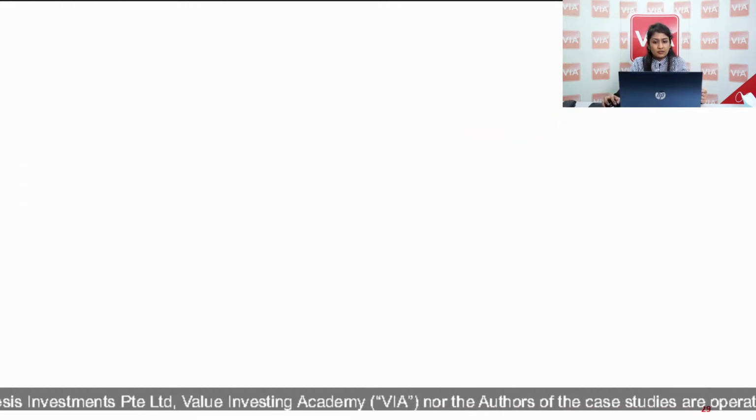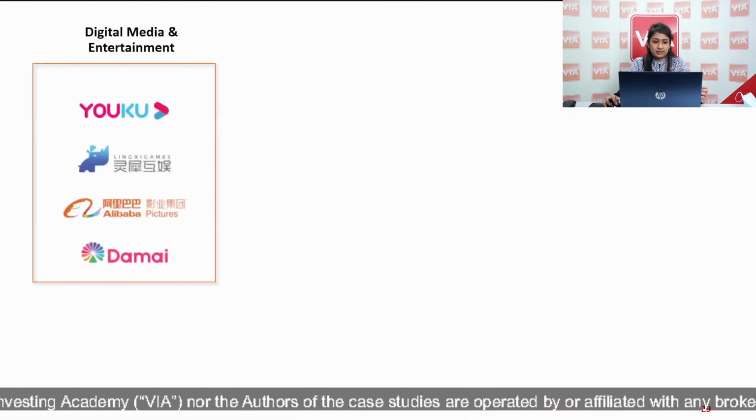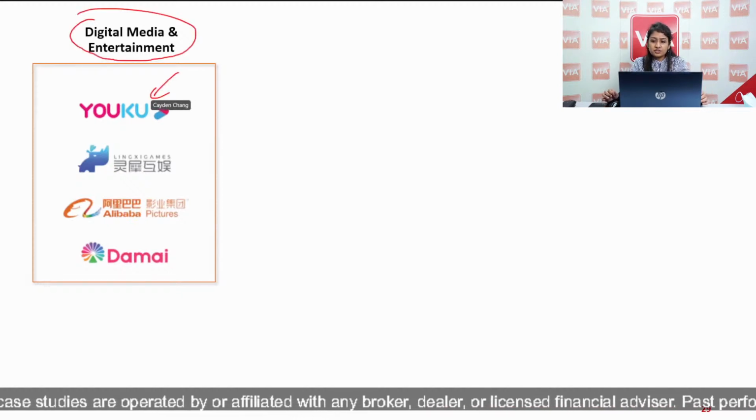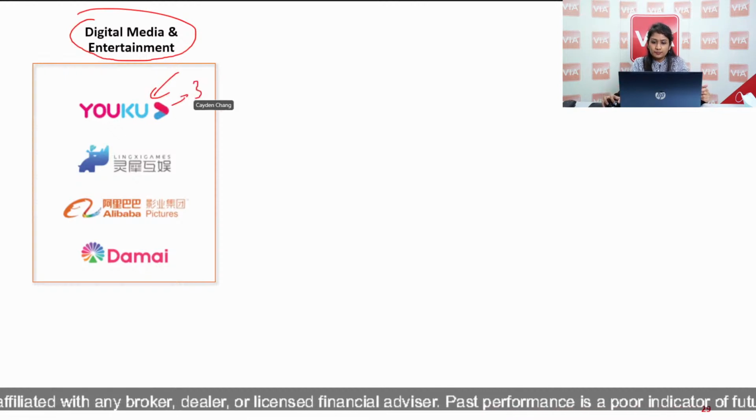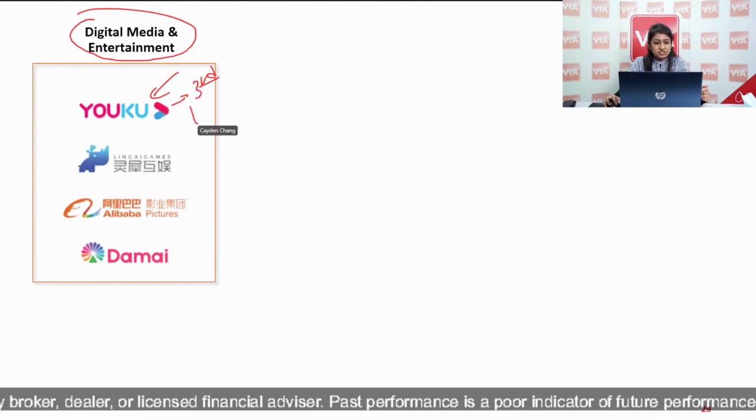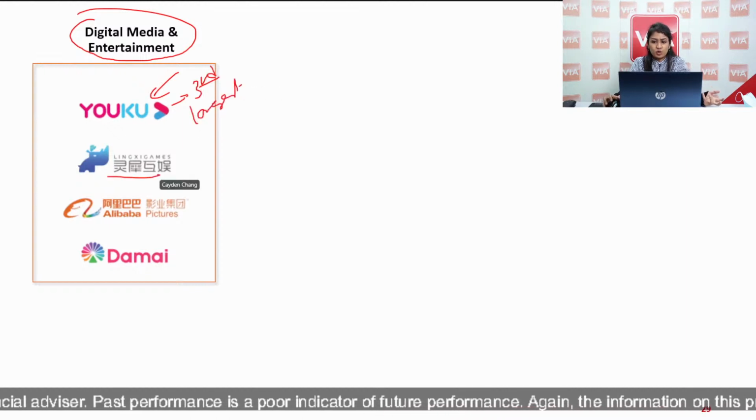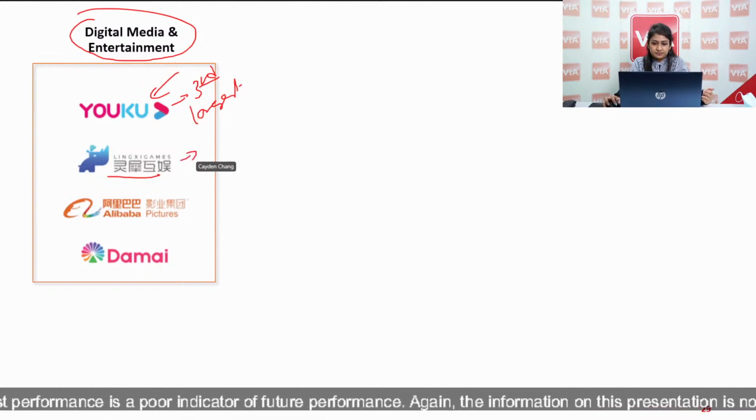Next, the segment that I'm going to talk about is called digital media and entertainment. Under this, first we have Youku. This is the third largest online video platform in China, and it is quite similar to YouTube. Then we have Lingji Games, in which Alibaba develops, operates and distributes mobile games.